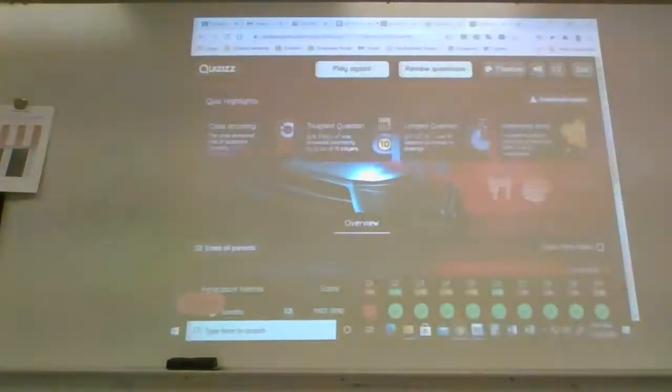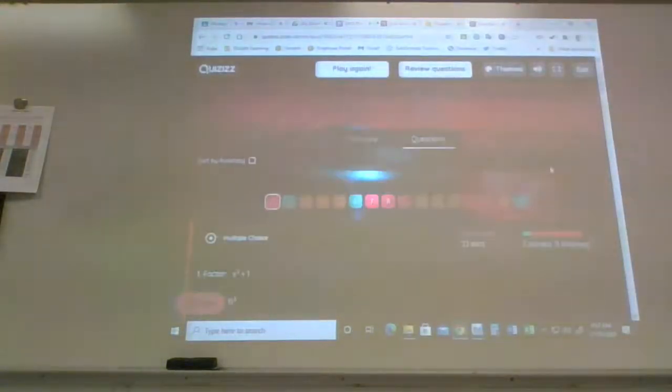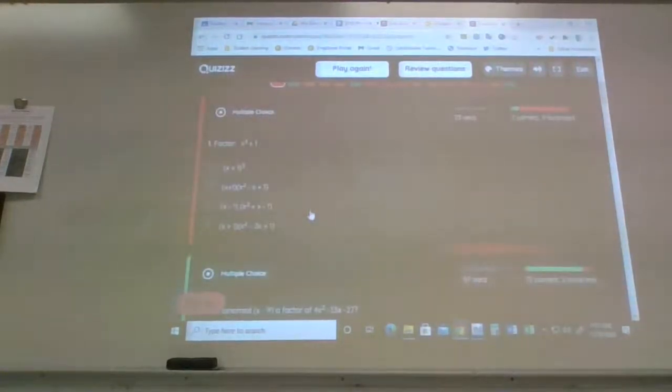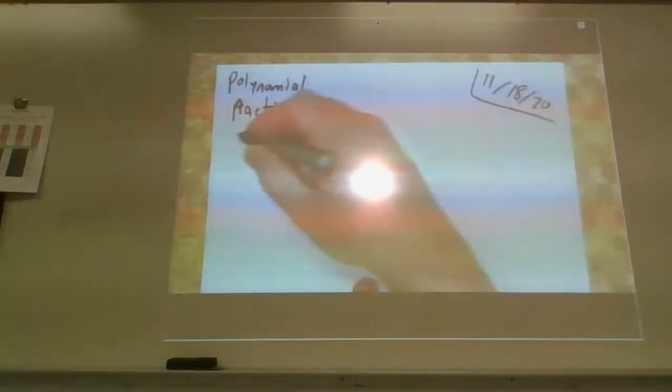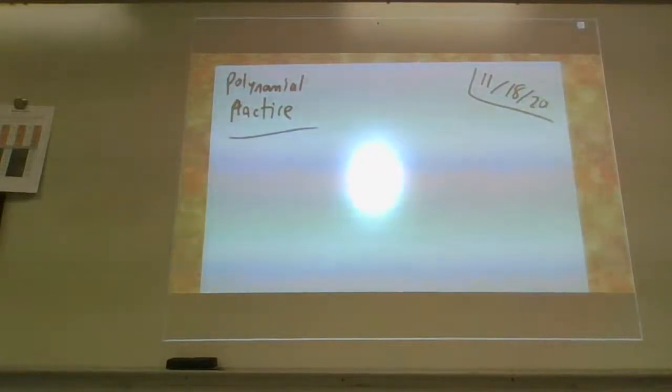And flip in here to the questions. Here we go. It looks like there were 6 questions in particular that were marked red. I'm going to start with the red ones, and then I'm going to work my way to the yellow ones with whatever time we have left. So let's start with number 1. What I'm going to write for this, I'm going to title this in my notes, Polynomial Practice. You can see right there. And today is the 18th. But I'm going to title this Polynomial Practice.